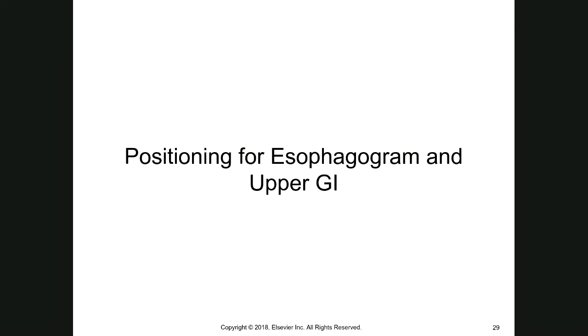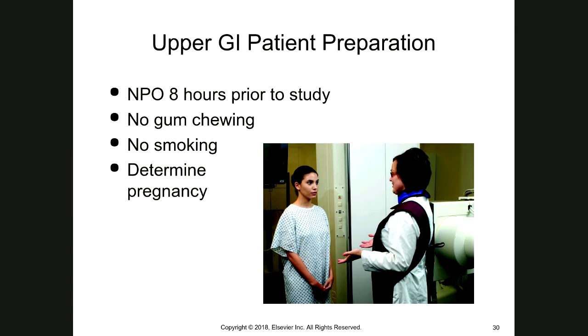All right, positioning. Now this is going to be positioning for the upper GI. We discussed esophagram positioning in the last lecture. So for an upper GI, the patient is actually NPO 8 hours prior to the study. Now NPO, remember that means non per os, or nothing by mouth. So the patient can have nothing to eat or drink, and there's also no gum chewing or no smoking, because both of those things, eating, drinking, gum chewing, and smoking, can introduce air into the stomach, and that is not what we want when we're doing this procedure.